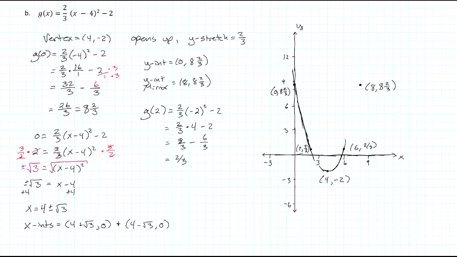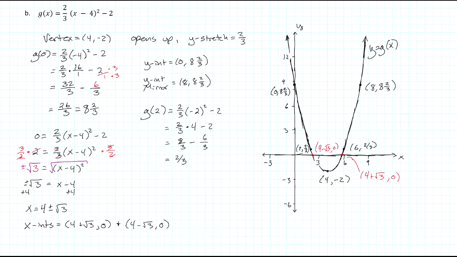This is not the best parabola I've ever drawn. So let's cut in a little bit. y equals g of x. All right, now I'll go ahead and label my x-intercepts. Got them here and here. And so the first one, this is 4 minus the square root of 3, comma 0. And then this one on the right, this is 4 plus the square root of 3, comma 0. That's our two x-intercepts.